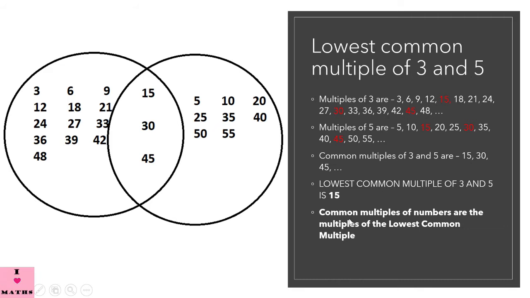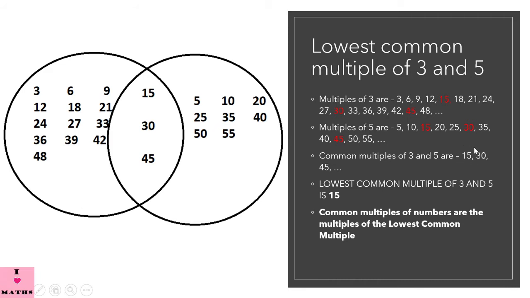And one more thing, common multiples of numbers are the multiples of the lowest common multiple. Don't get confused, beta. Look here. Common multiples of 3 and 5 are 15, 30, 45, and so on. Okay, please see, isn't it the table of 15? 15 ones are 15, 15 twos are 30, 15 threes are 45, 15 fours are 60, and so on. So, common multiples of two numbers are the multiples of the lowest common multiple.